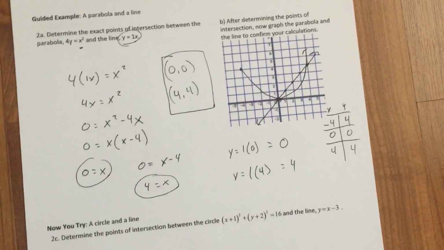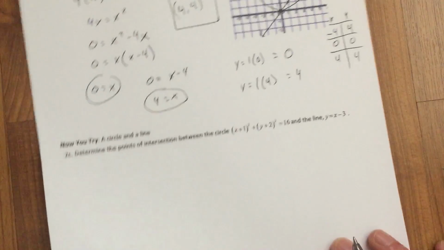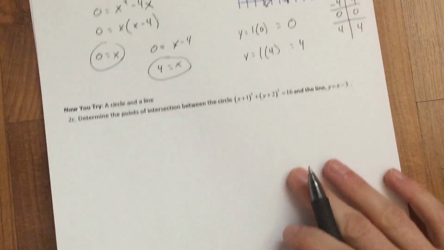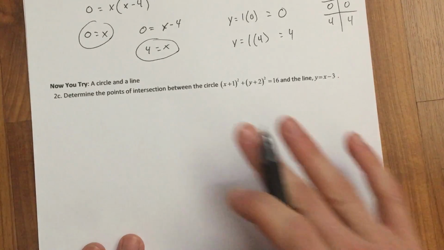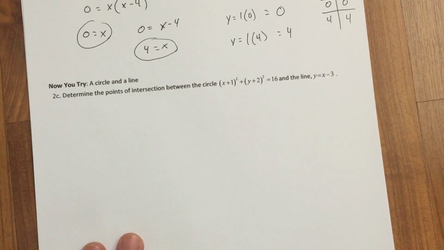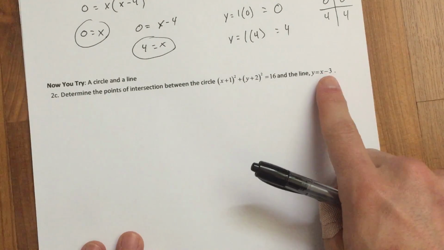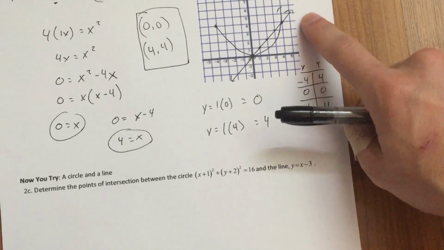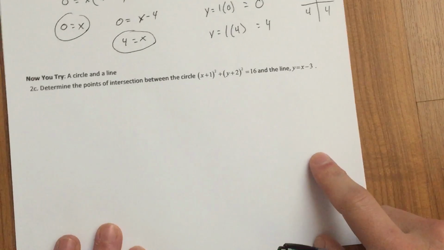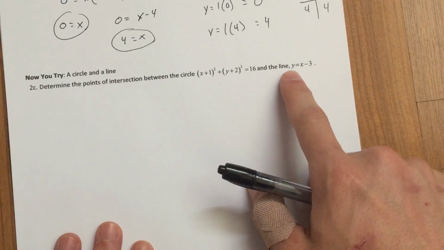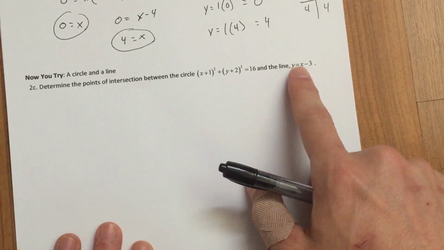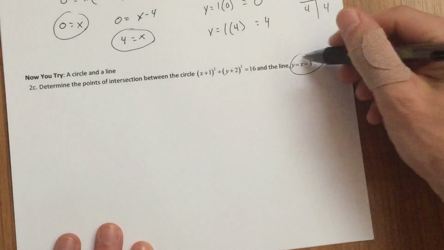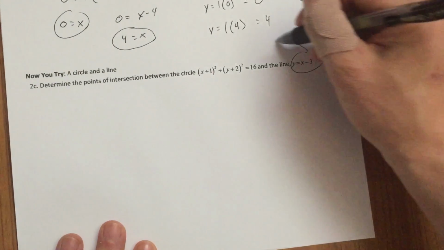All right, 2 more examples, or really 1 more example, and then we're going to wrap this one up. Determine the intersection between a circle and a line. Now, this is a non-vertical line, almost like how we graphed before, just a line we'd picture in our head when we say graph a line. So we're going to take the value of our linear equation, y equals x minus 3, and plug that into the other equation.